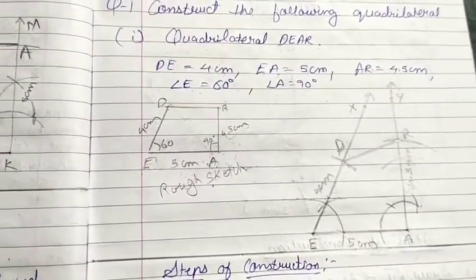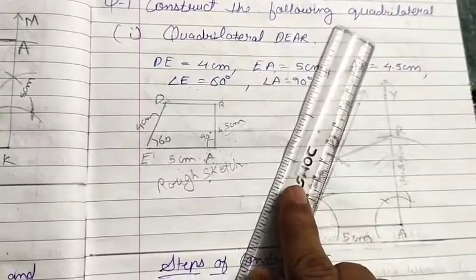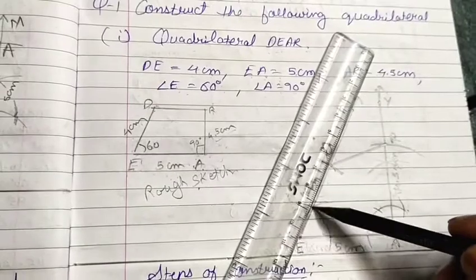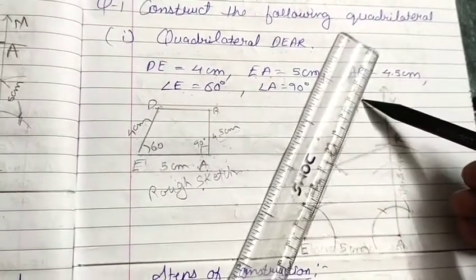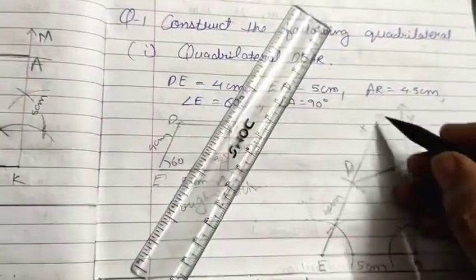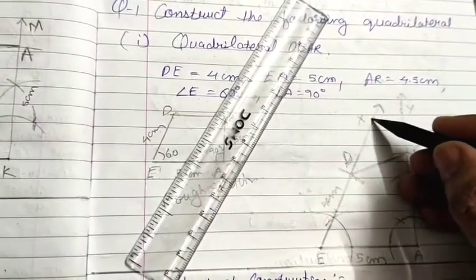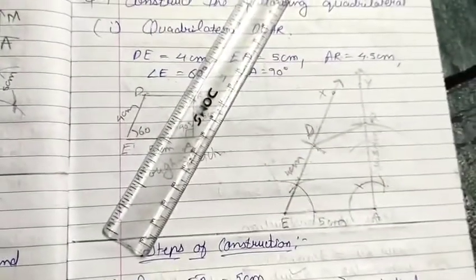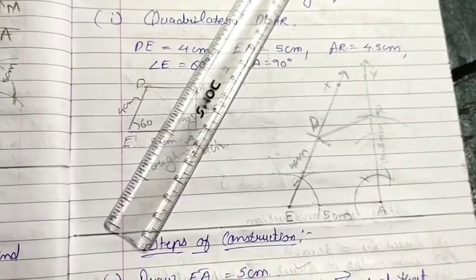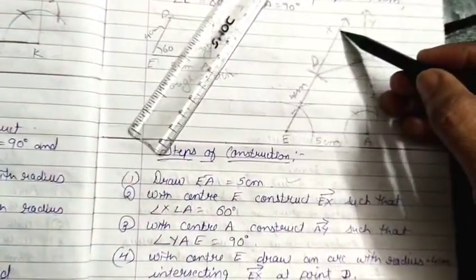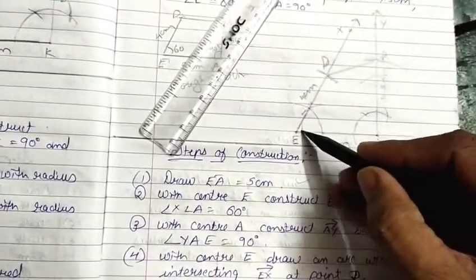So try to draw one big ray, placing a scale through that point, and name it EX. Ray EX. Write down: with center E, construct ray EX such that angle XEA is 60 degrees.